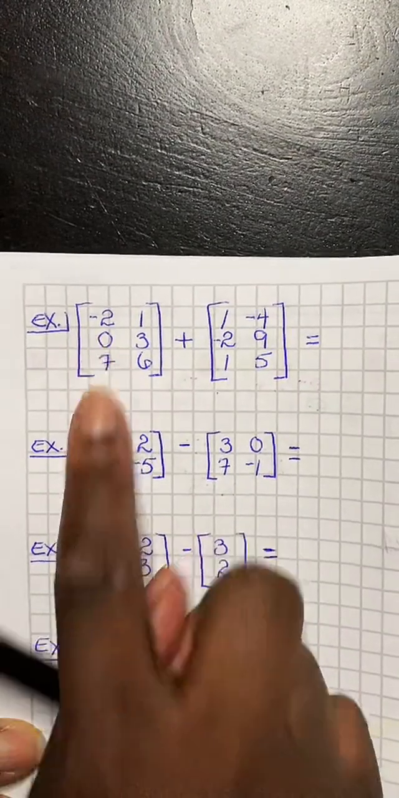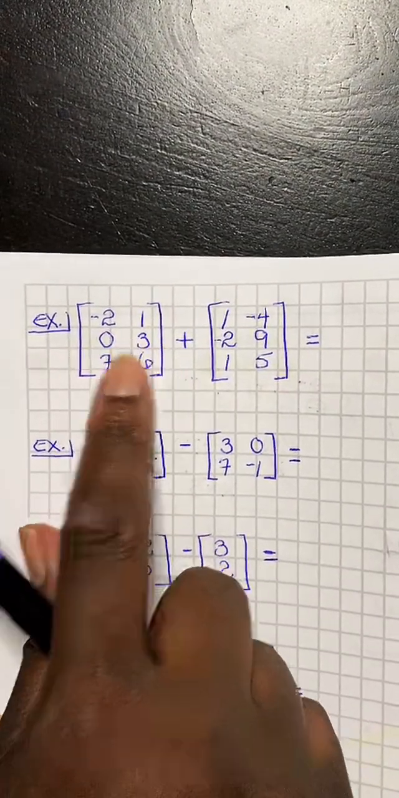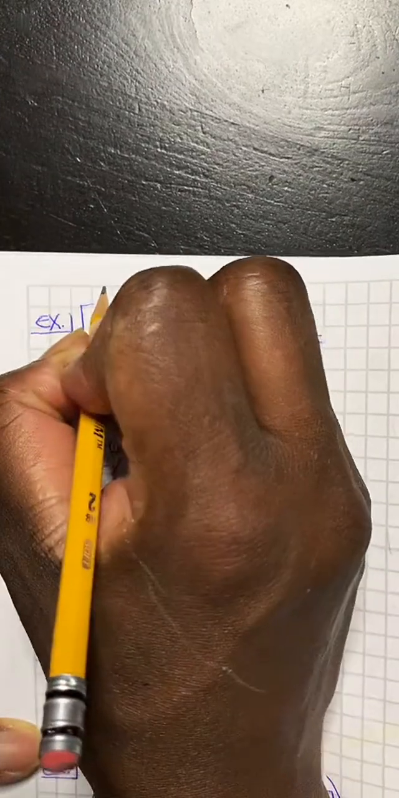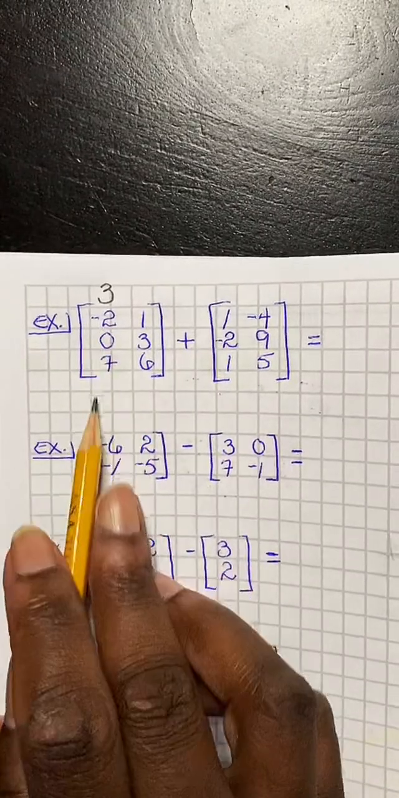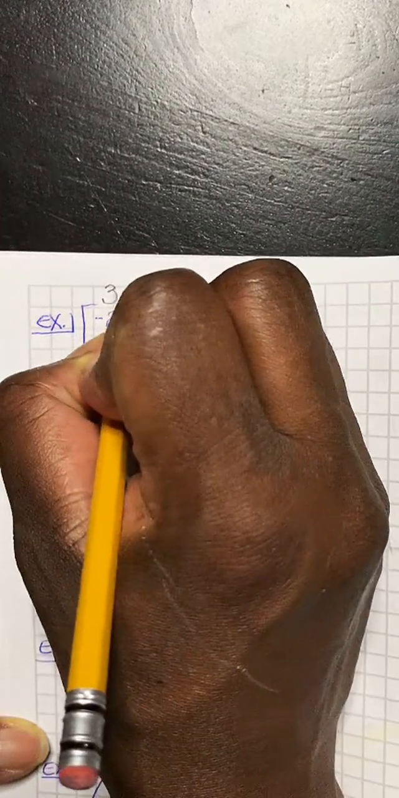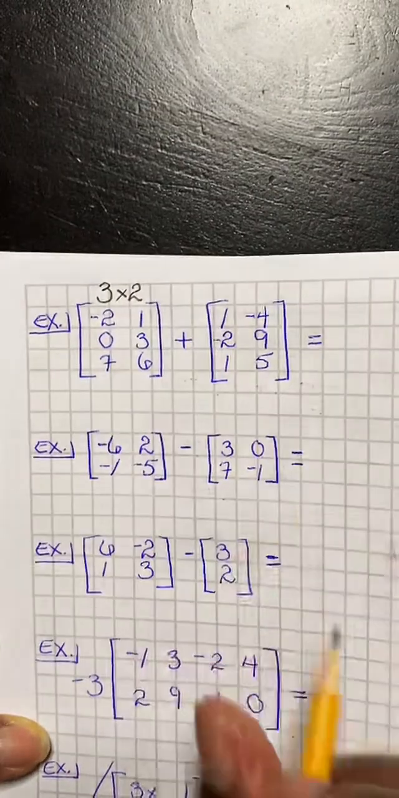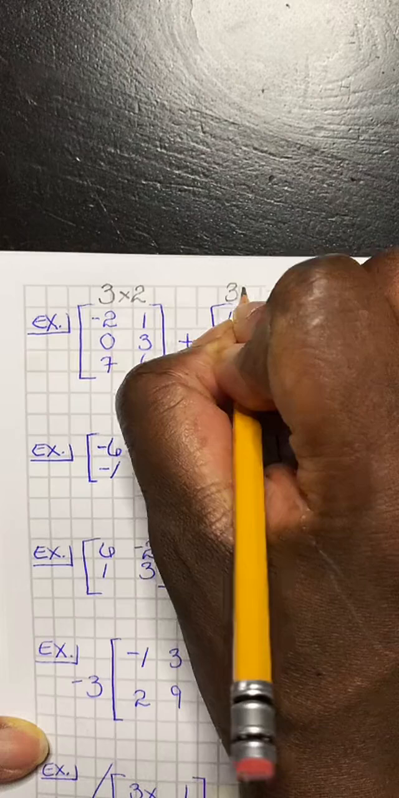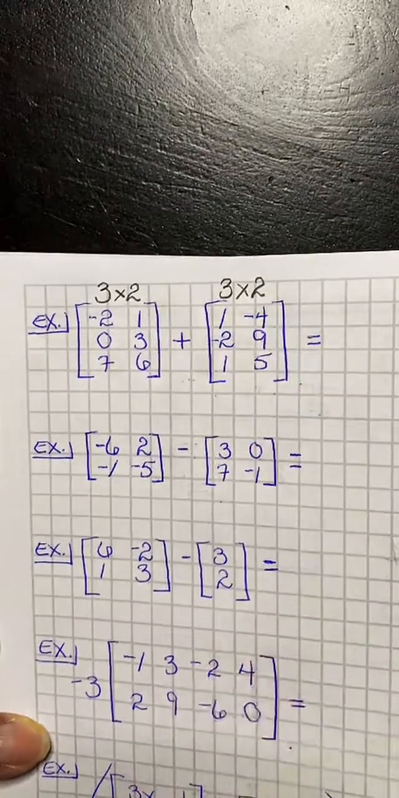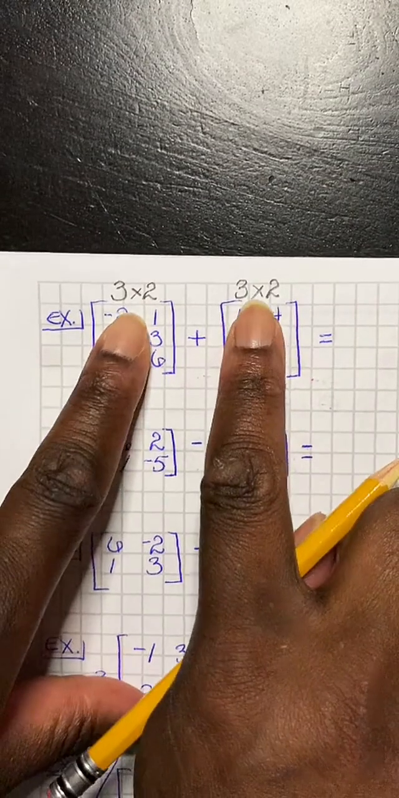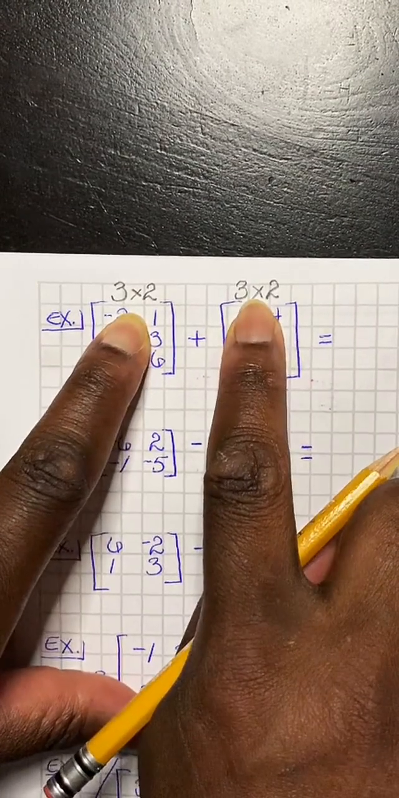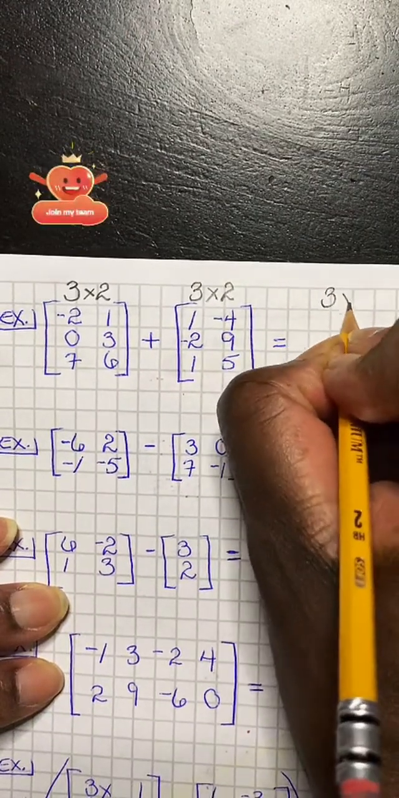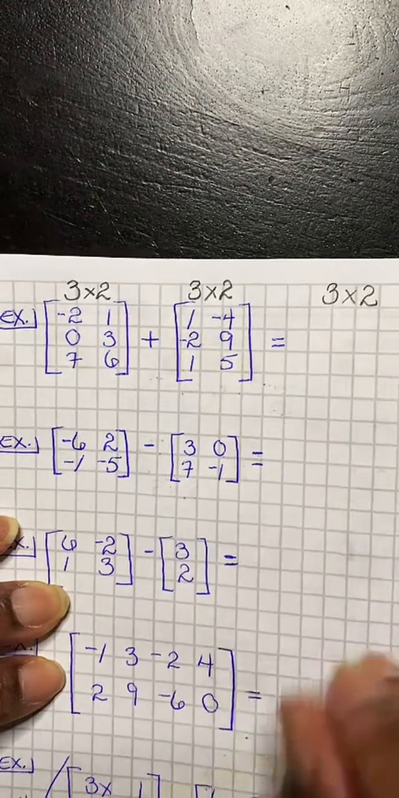So we have 1, 2, 3 rows, and 1, 2 columns. So we have a 3 by 2 matrix here. Over here we have 3 rows and 2 columns. So that tells me when we have the same dimensions, I can add these together, and it will also give me 3 rows and 2 columns.